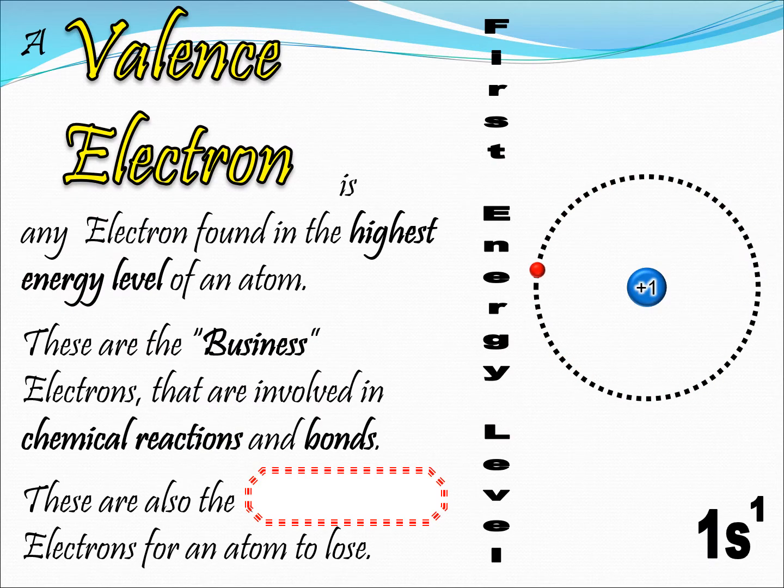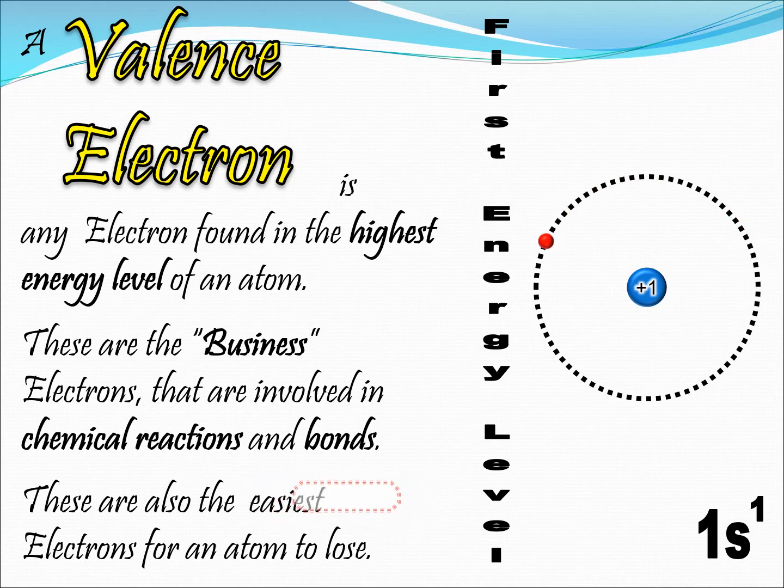So what is a valence electron? Well, valence means strong. So valence electrons are the powerful electrons. They are the ones that do almost everything in an atom. They are electrons found in the highest energy level of an atom. I like to call these the business electrons because they get down to business. They are involved in every chemical reaction. They are involved in every bond. In fact, only valence electrons are involved in bonding.